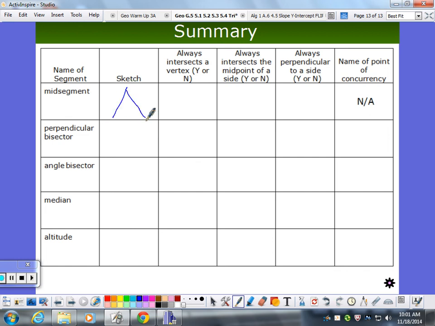A sketch of a midsegment would be, maybe draw that you've got some midpoint there. If you want to draw all of them, you could. Does it always intersect at a vertex? No, this one doesn't touch a vertex, does it? It always intersects the midpoint of a side. Is that true? Sure does. You're going to get a midpoint. And is it always perpendicular to a side? No, a midsegment does not have a point of concurrency, so it doesn't work.